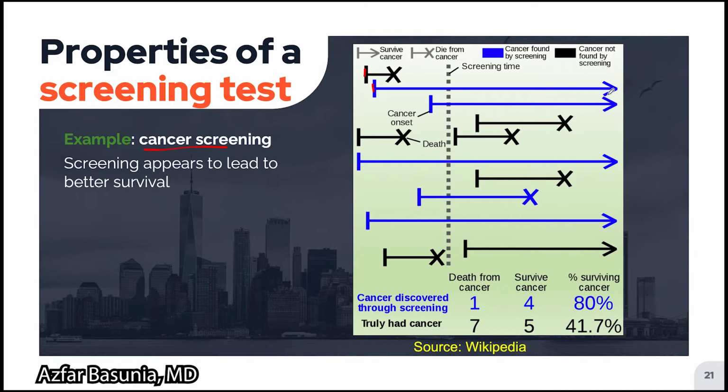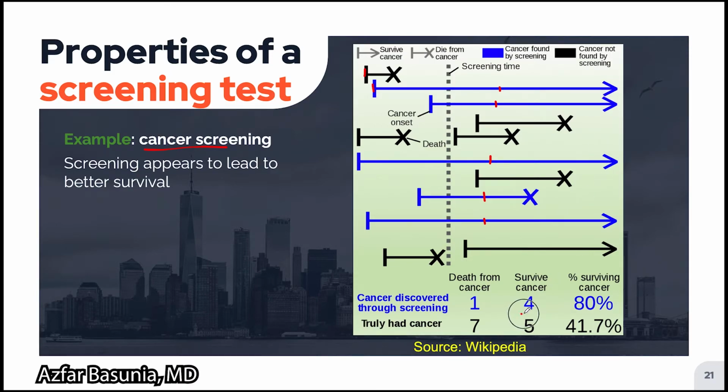The arrow at the end represents patients who have survived the cancer, whereas a cross at the end represents patients who have died from the cancer. The blue lines represent the cases that were picked up by the screening, and the black lines represent cases that were not found by the screening test. If the dotted line represents the time when the screening was done, we can see that among the 5 patients picked up by the screening test, almost all of them have very long survival times, and almost all of them have survived at the end.